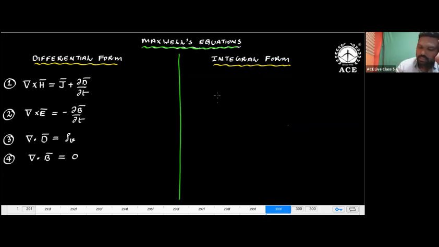What about this one, beta, integral form? Closed line integral of H·dL is equal to surface integral of (J plus ∂D/∂t)·dA.